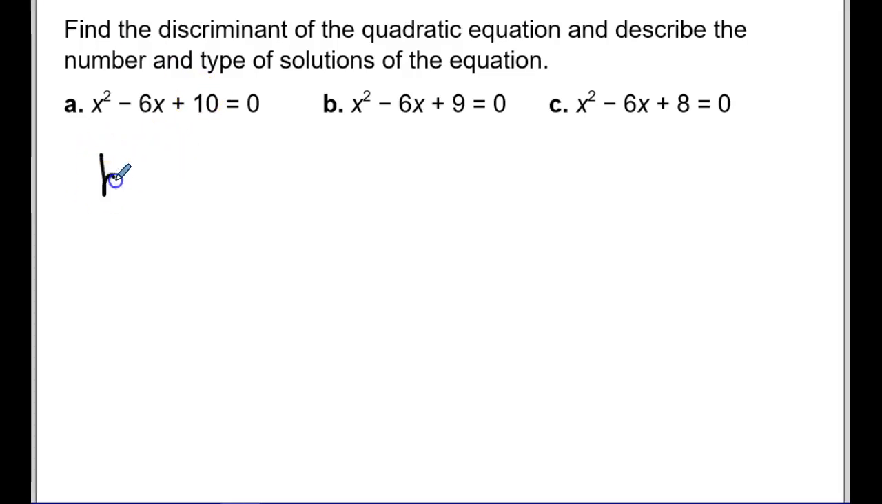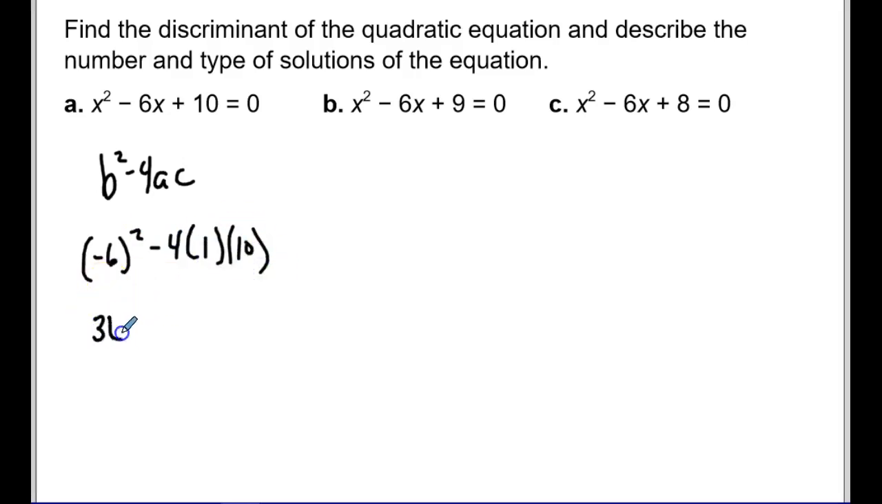And I've got my b squared minus 4ac. That's my discriminant. So I can plug in the values, which my b is negative 6 squared minus 4 times a is 1, c is 10. So I have 36 minus 40. This is a negative number, so that tells me I have no real solutions, but I have imaginary. So I know I have imaginary solutions there.